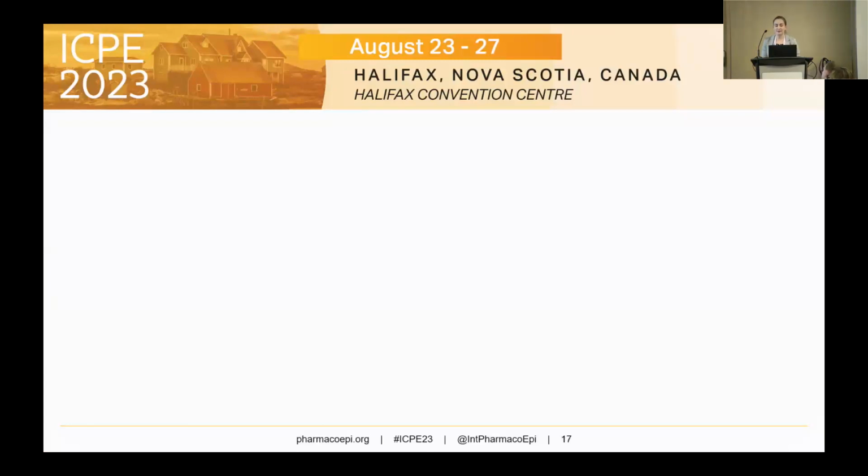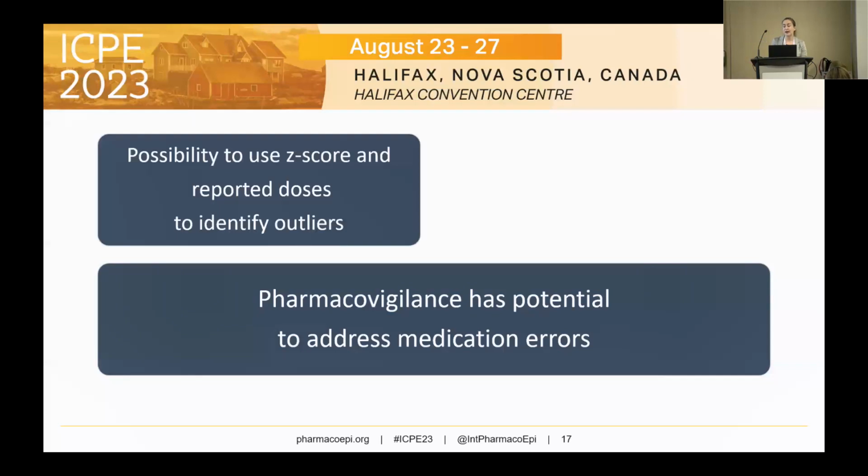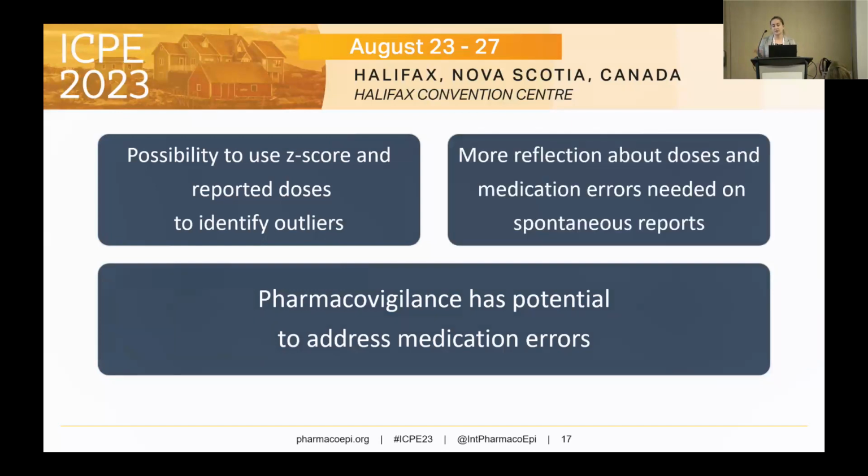So to sum it up, what we found was that pharmacovigilance has the potential to address medication errors related to high dose. And it's actually possible to use statistical outlier detection such as the z-score method to identify those outlying dose reports, high dose reports, without this external reference set. So we didn't need to have a set that would tell us all the recommended daily doses, but we could still identify some high dose cases. But if we want to do signal detection, we need more reflection during reporting about the doses and medication errors in general on spontaneous reports.